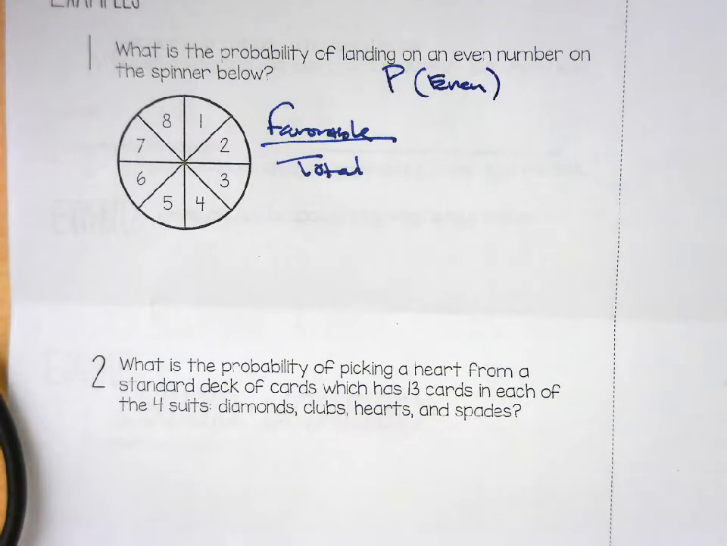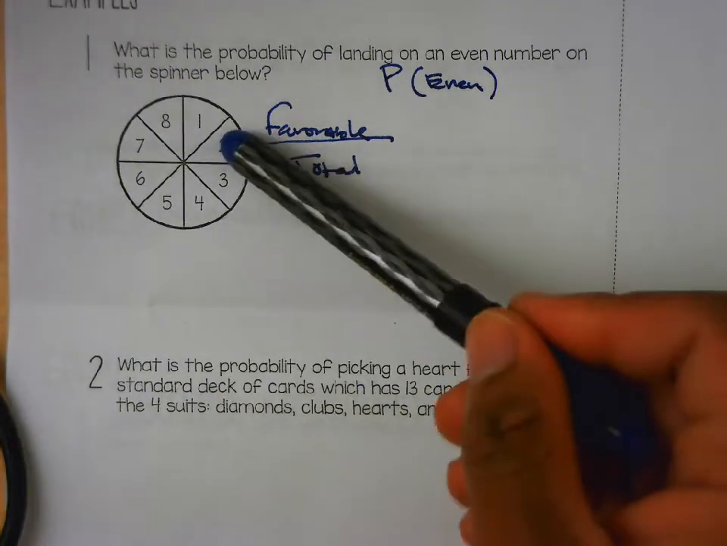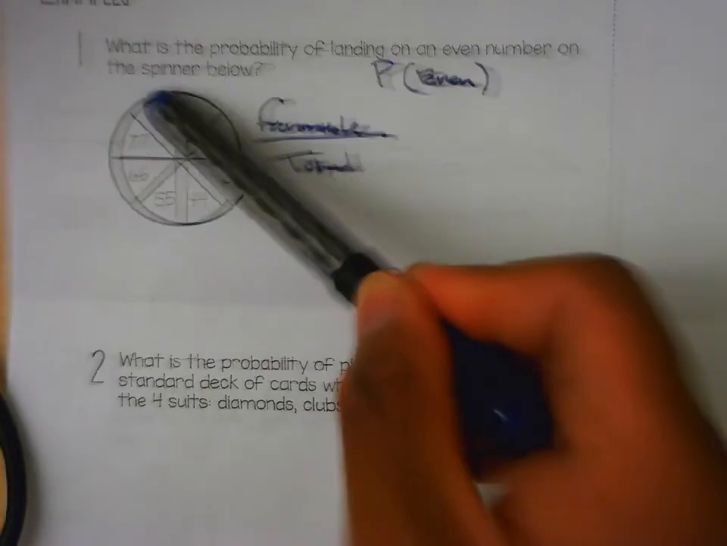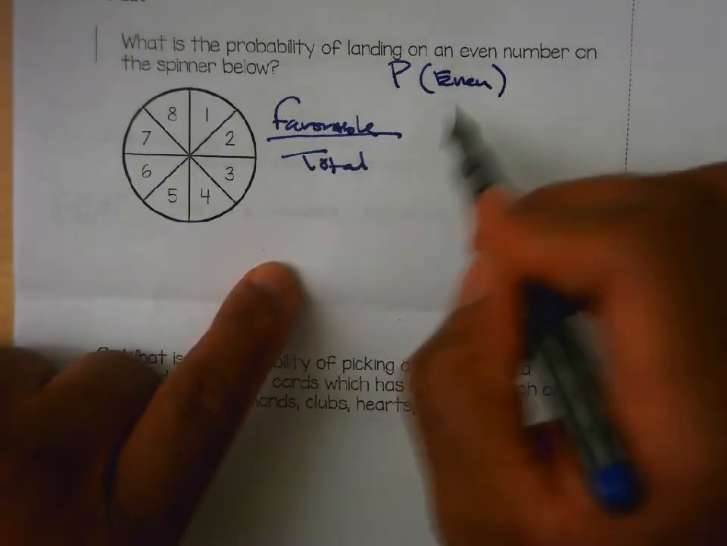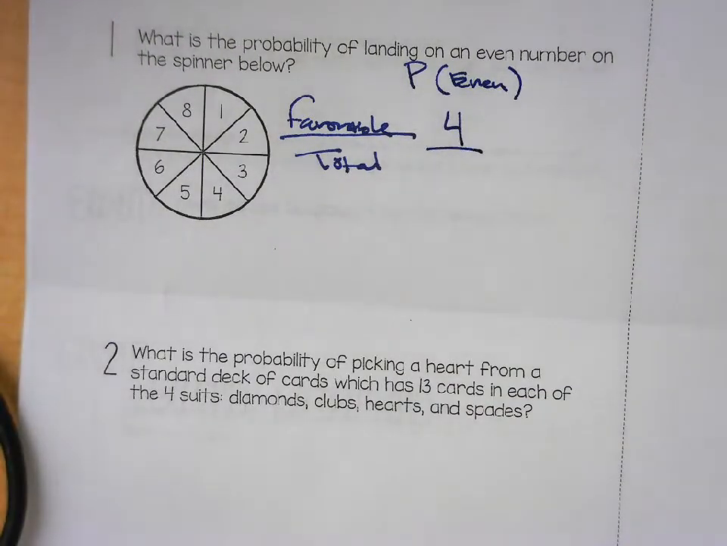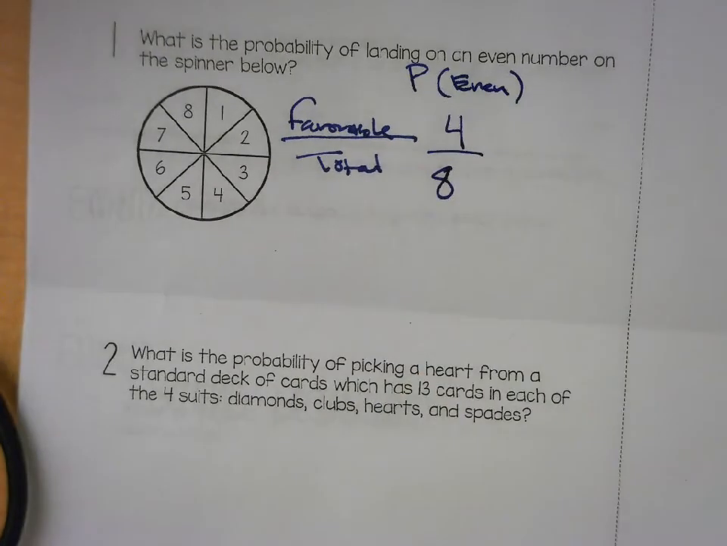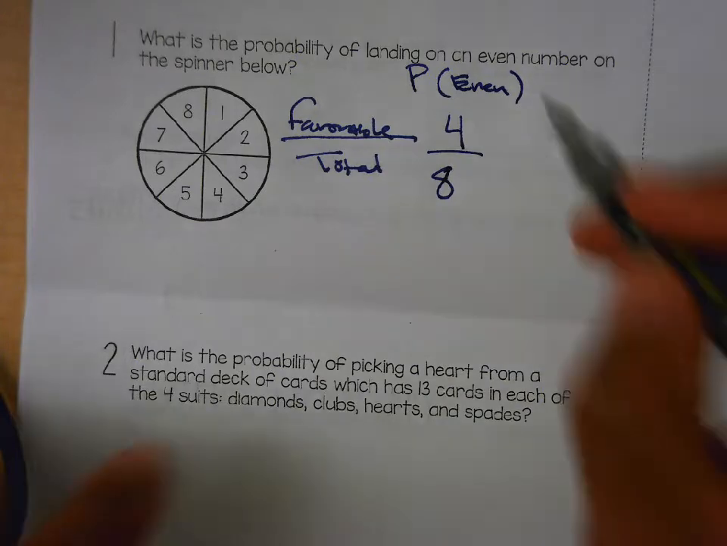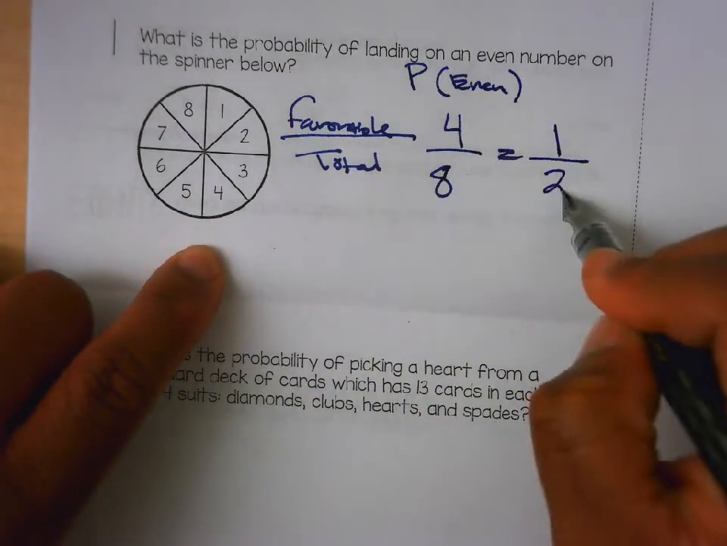Okay, so how many favorable outcomes could there be? Well, there's one, two, three, four even numbers, right? So that's four even numbers. That's how many favorable outcomes there could be. Now, how many outcomes could there be total? Well, there's eight sections, so there could be eight total. And so I'm going to simplify 4/8. 4 goes into 4 one time. 4 goes into 8 twice, so this simplifies to 1/2.